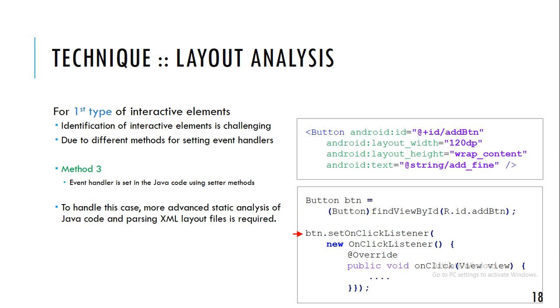In the third method, the event handler is set in the Java code at runtime, so this case is much harder to handle and advanced static analysis is required to find such cases. In this example, you see the button defined in the XML layout and its onClick listener is set in Java code where the button is first retrieved and then its setter method is called to set the onClick listener.